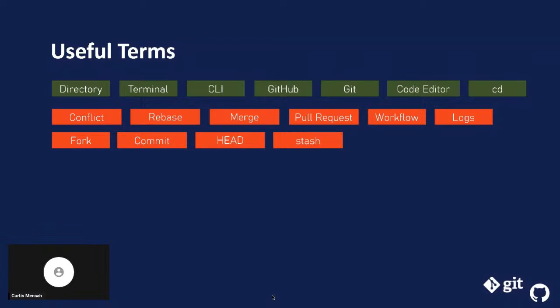We've got a conflict, we've got rebase, we've got a merge, we've got a pull request, or PRs, we've got a workflow, we've got the logs, we've got a fork, we've got the commit head and the stash. Yeah, so those are some useful terms that we meet during the lessons.